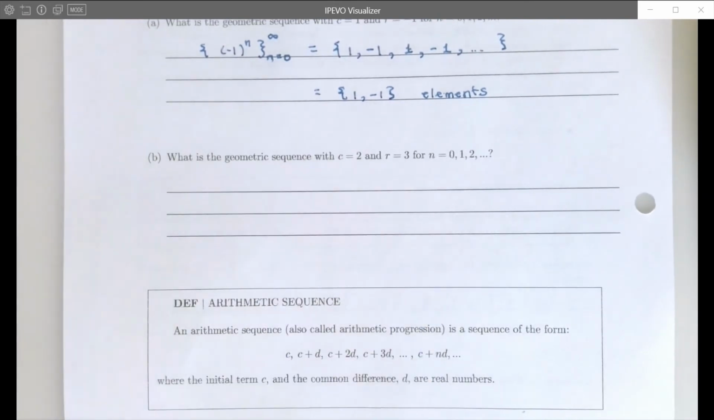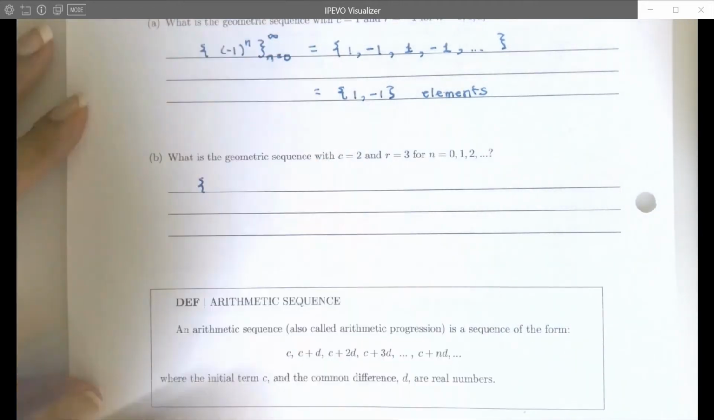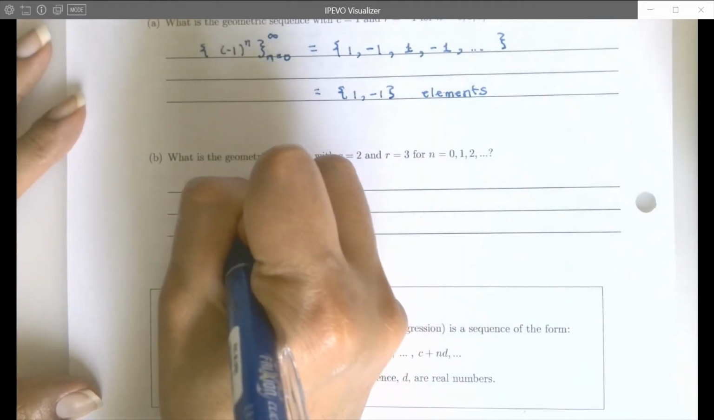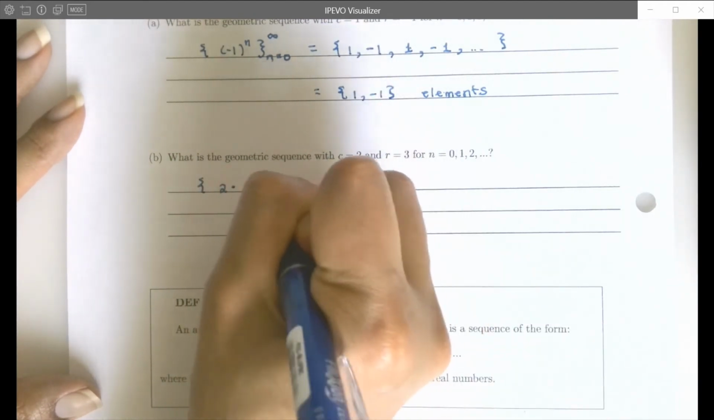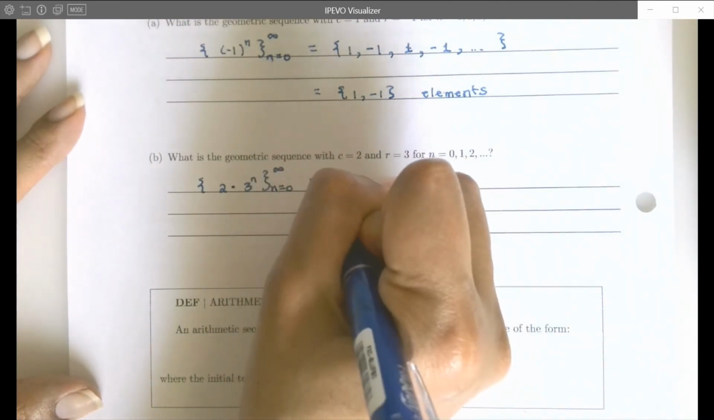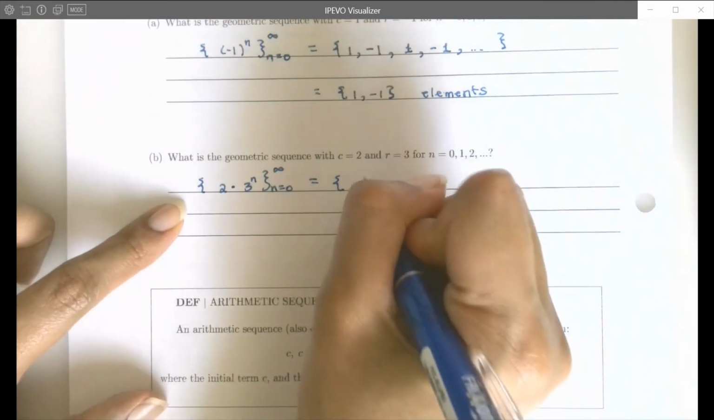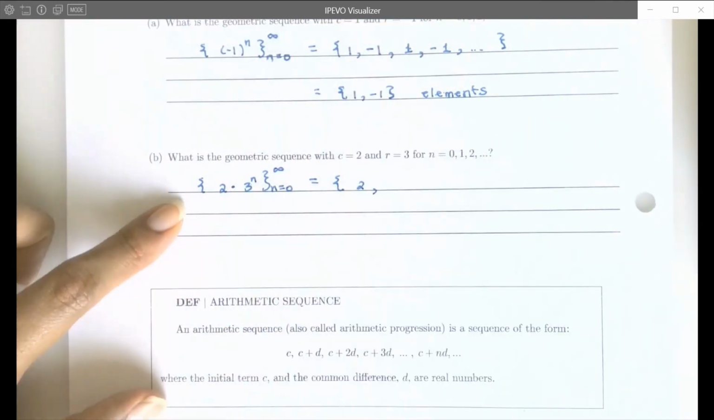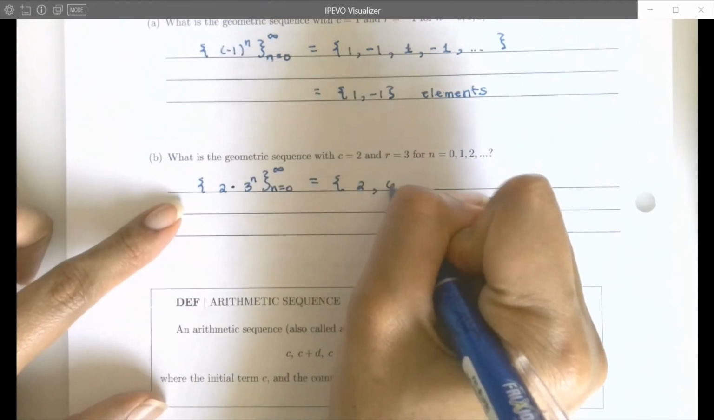Okay, part B, what is the geometric sequence with C being 2 and R being 3? Well, again, I'll just write down the rule first. That means that we have a 2 times a 3 to the n, starting at n is 0, going out to positive infinity. So that means that we'll have, when n is 0, just a 2 times a 1, which is a 2. When n is 1, we'll have a 2 times a 3, which is a 6.